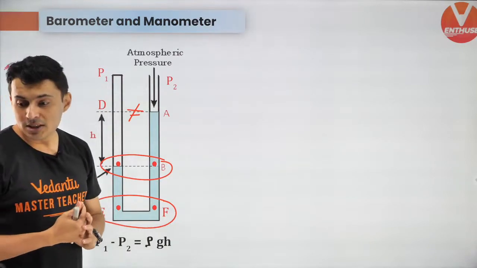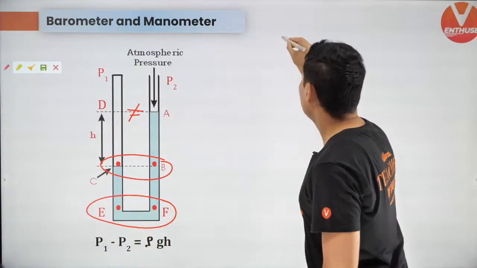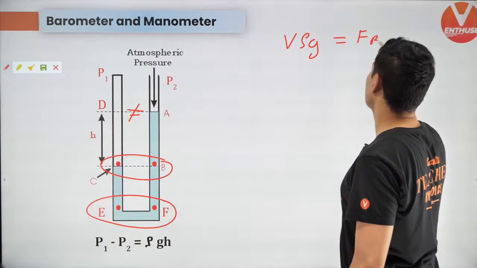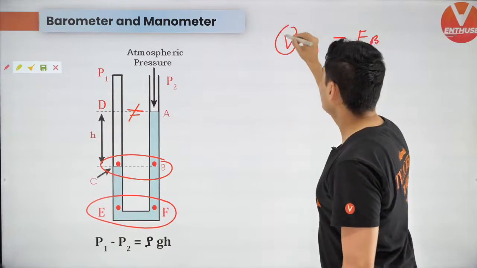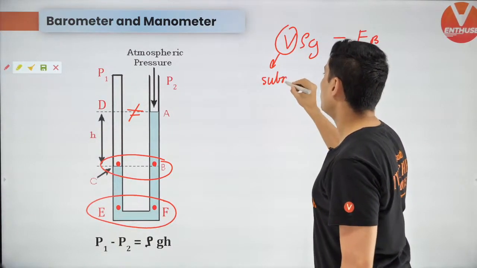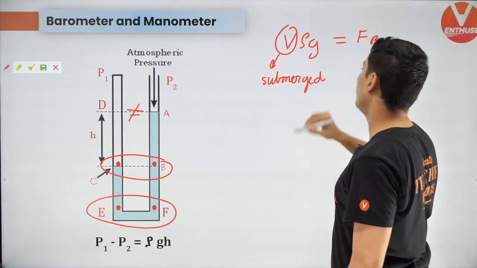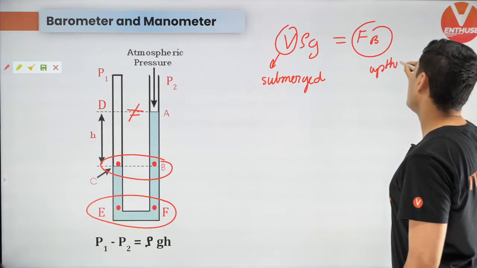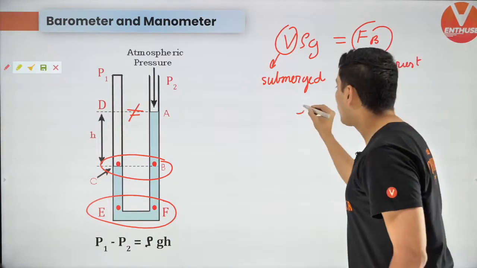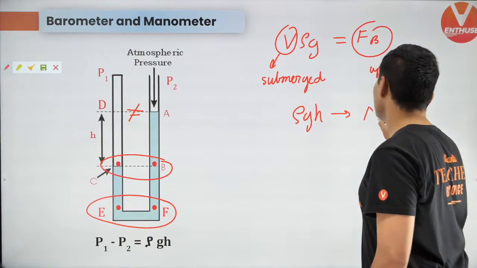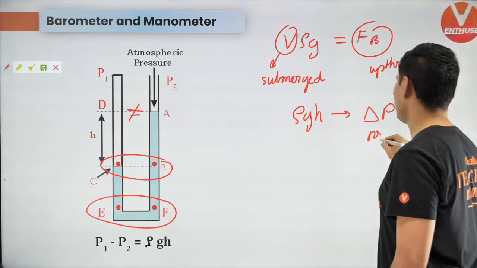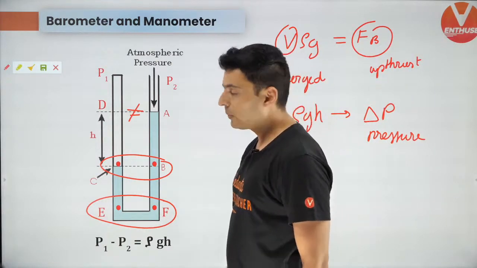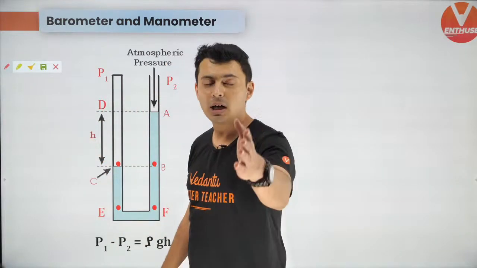So V rho g and rho gh. See, Sakti, V rho g, this formula is for buoyant force. This is your submerged volume. Keep this in mind. This is your upthrust, or basically your buoyant force. And rho gh, this is your pressure difference. Keep this in mind. I hope this is clear. Okay, cool. I hope I'm clearing all your doubts also here.